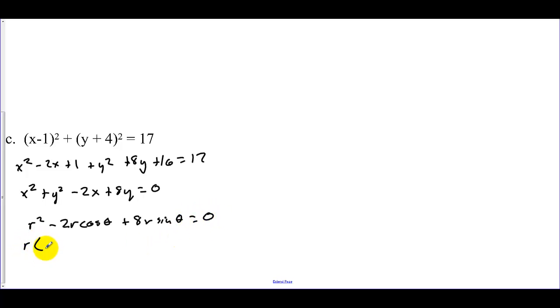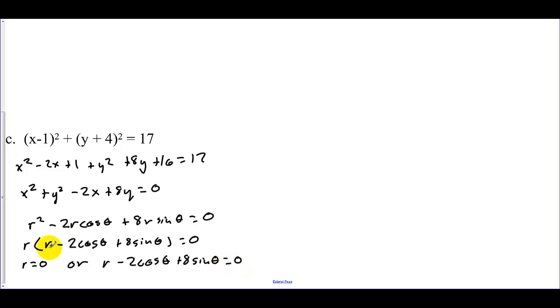Let's factor an r out. We get r times r minus 2 cosine of theta plus 8 sine of theta, and this is supposed to be equal to 0. So now either r equals 0 or r minus 2 cosine of theta plus 8 sine of theta is equal to 0. Now if we look at r equals 0, that's the pole, and so that's just 1 point. And this is certainly not 1 point. This is actually a circle with a radius and an offset center. So it must be this one right here, and usually we have equations that say r equals. So we have r equals 2 cosine of theta minus 8 sine of theta.